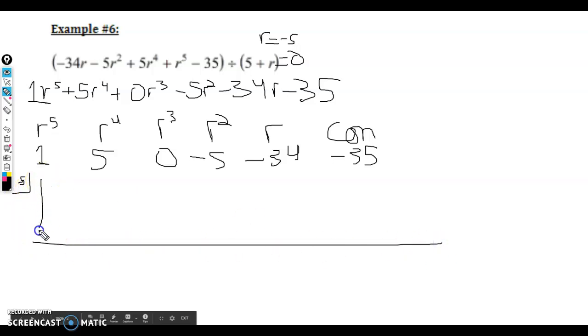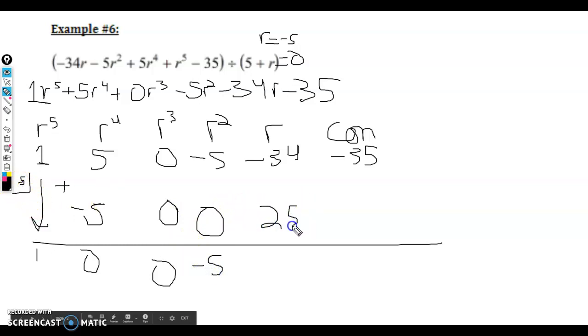So I'm going to draw my line, bring my 1 down. The only way to get it back over is multiply it by negative 5, add down, I get 0. 0 times negative 5 is 0, 0, 0, 0. Negative 5 times negative 5 is 25. Add down negative 9. Positive 45. Add down positive 10. So here, once again, is my remainder.